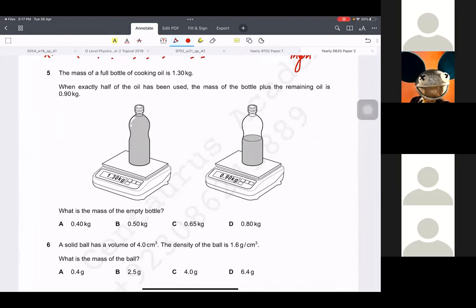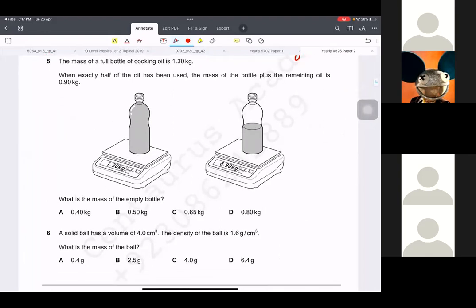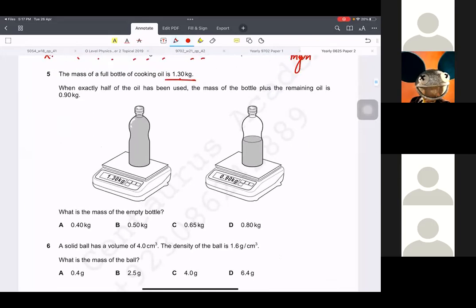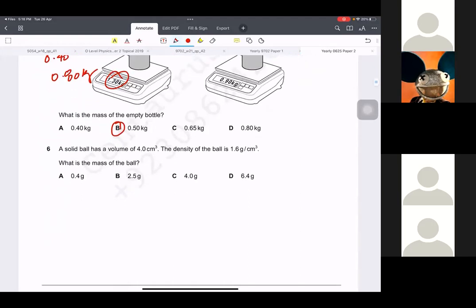Okay. Then the mass of the full bottle of cooking oil is... What is the mass of the empty bottle? The mass of the full bottle is 130. When exactly half the mass of the oil remains, it is this. So first of all, I have to subtract this, and that is going to be 0.40. So it means half is this. If you double it, it will be 0.80. So 0.80 kg would be the full one. So 0.8 minus this is, I think 0.50, right? Yeah, it should be that.